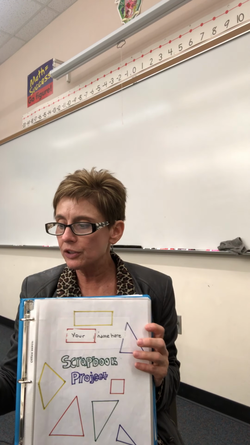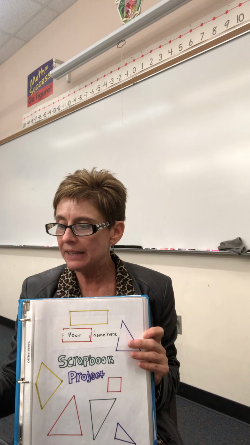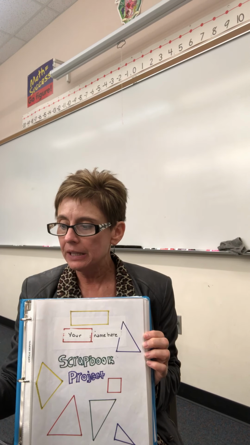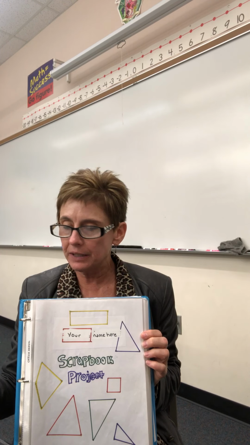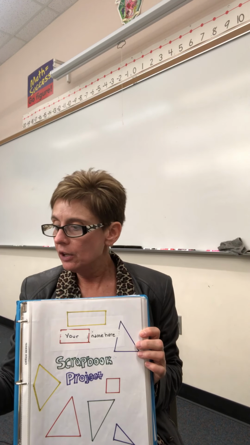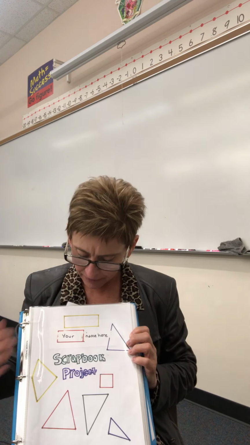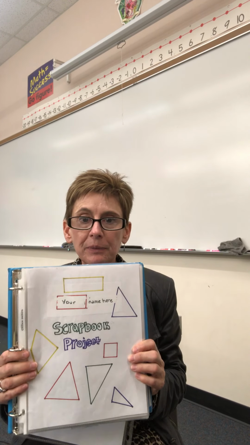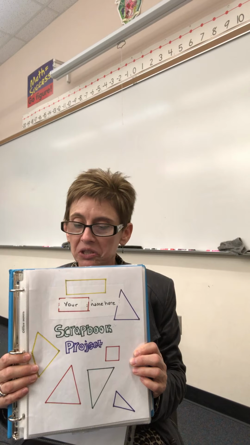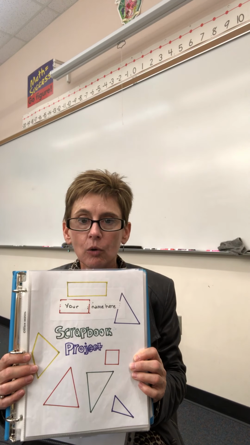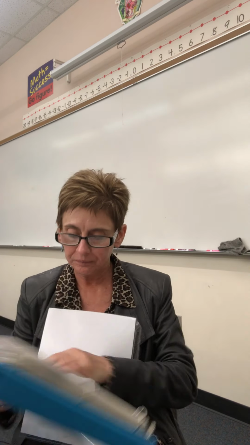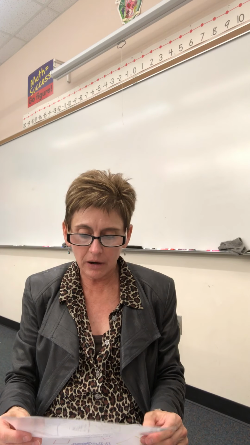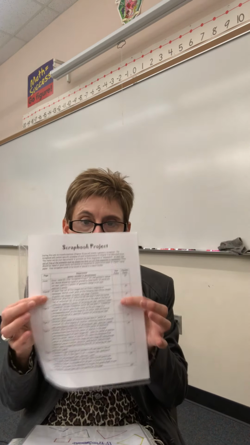It says words should be typed or printed by hand neatly. If words are not neat, subtract 2 points. If the geometric design is not neat, subtract 2 points. So you do need to have your name here, Scrapbook Project, and then something written out neatly. You can either type it or print neatly. Either way is fine.